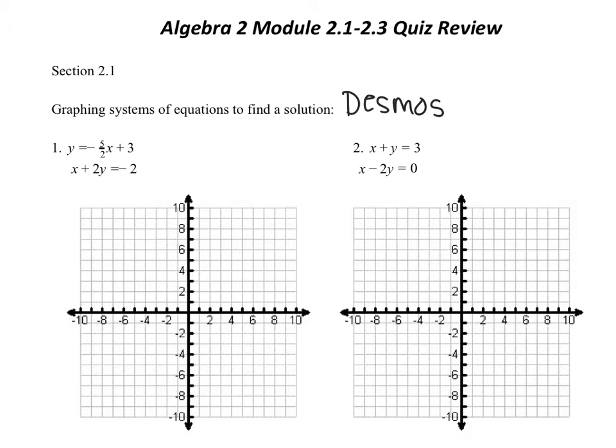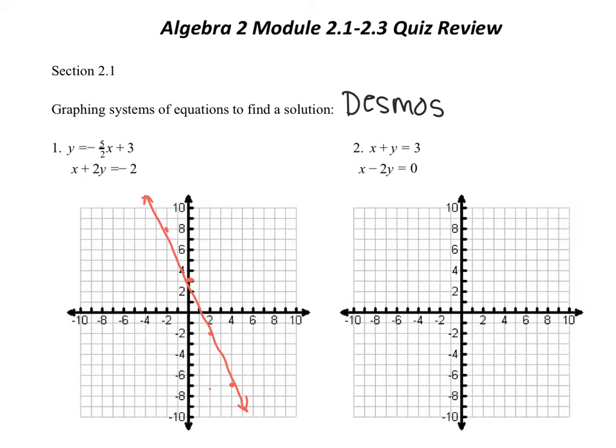Okay, so for our first system, y equals negative 5 halves x plus 3 and x plus 2y equals negative 2. So I'm going to graph the lines from Desmos. So y equals negative 5 halves x plus 3. So now my y-intercept is positive 3, and my slope is negative 5 halves. So I'm going to go down 5 and right 2. So here is the first line.